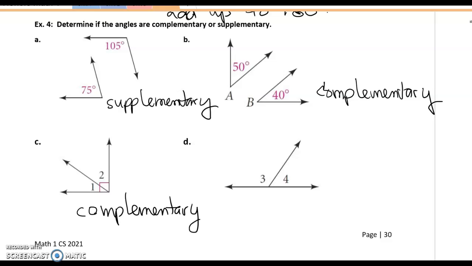For part C, because angles 1 and 2 make up that 90 degree angle, you see there, right? That's the 90 degree angle symbol. That's 90 degrees, so 1 and 2 are complementary. And for part D, 3 and 4 make up that straight angle. Straight angles measure 180 degrees, therefore, those two angles are supplementary.